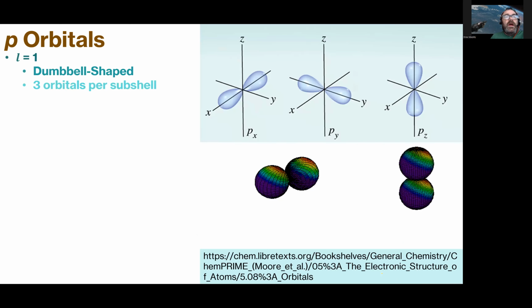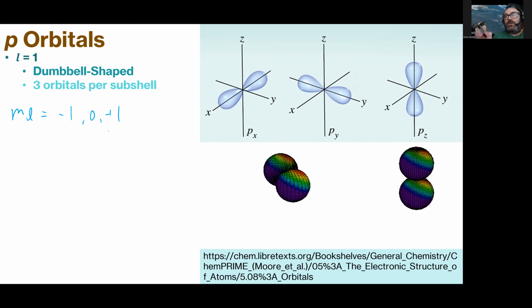P orbitals means that L equals 1. These are dumbbell shaped. They have 2 lobes that are opposite each other. There are 3 orbitals per subshell, because remember M sub L is going to be -1, 0, or +1. So there are 3 possible values, 3 orbitals, or 2L plus 1 equals 3. That's just because there's one along the x-axis, one along the y-axis, and one along the z-axis.